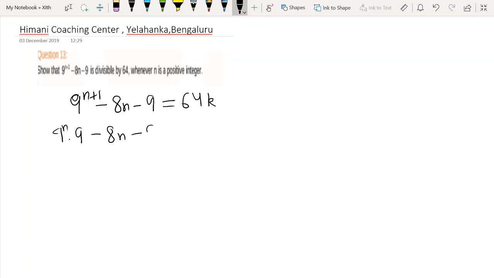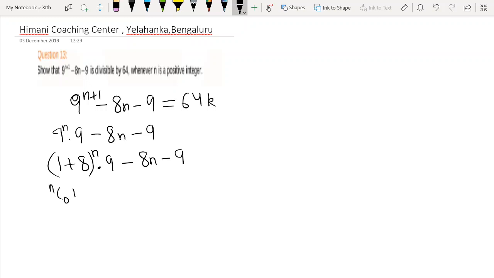8n minus 9, and we will prove that, when we solve this expression, it is in the form of 64k. So now let us handle 9 raised to power n as (1 plus 8) raised to power n, into 9, minus 8n minus 9. Now if I solve this binomial expression, what will happen? So I will get what?